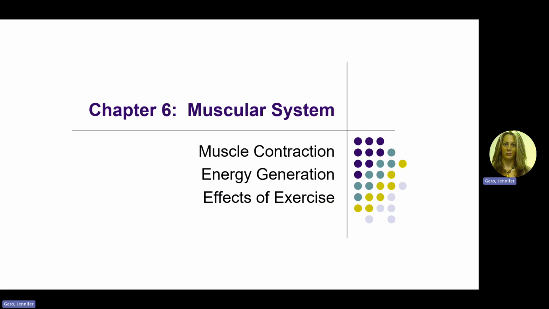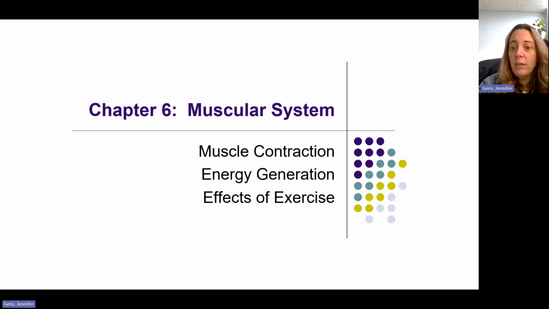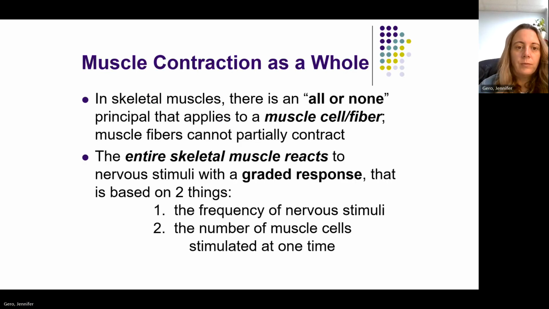Going to be going over different types of muscle contraction, how we generate energy to power muscle contraction, which the energy we need is ATP, and the different effects of exercise on muscles. So when it comes to skeletal muscle cell contraction, it's an all or none response. So a skeletal muscle cell either contracts or it doesn't.